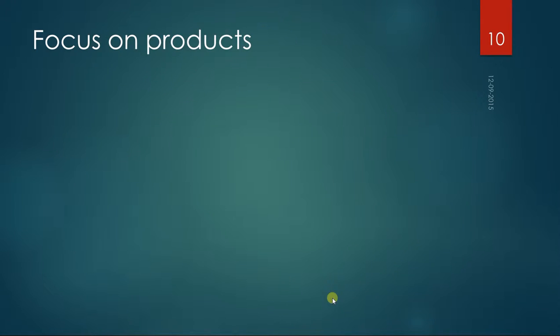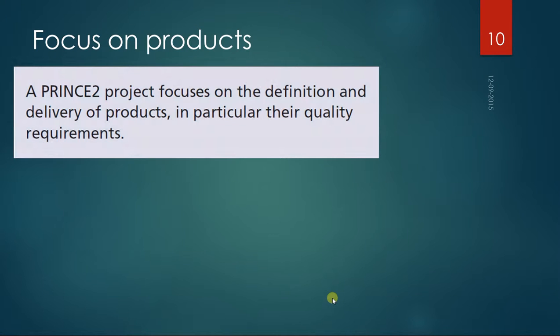The next one is focus on products. Other models I've worked with focus on work. Maybe when you plan, you start writing up all the work that needs to be done, but in Prince2 you do it differently. You focus on what we actually need to deliver, and then afterwards you find out what work needs to be done to deliver the products.